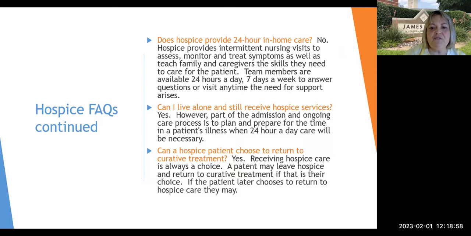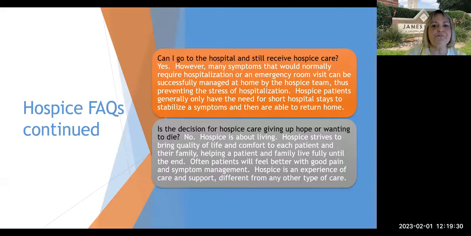And can hospice patients choose to return to a curative treatment? Yes, they can. If somebody goes on hospice and then they decide that they want to maybe go try a new treatment, a new chemotherapy, or a new radiation, or maybe they just want to go back on treatment for a while, they can do that. They can go back to curative treatment. They may just switch and go to palliative care, because with palliative care, you can be receiving a curative treatment. And then if they choose to come back to hospice later, they can do that too.